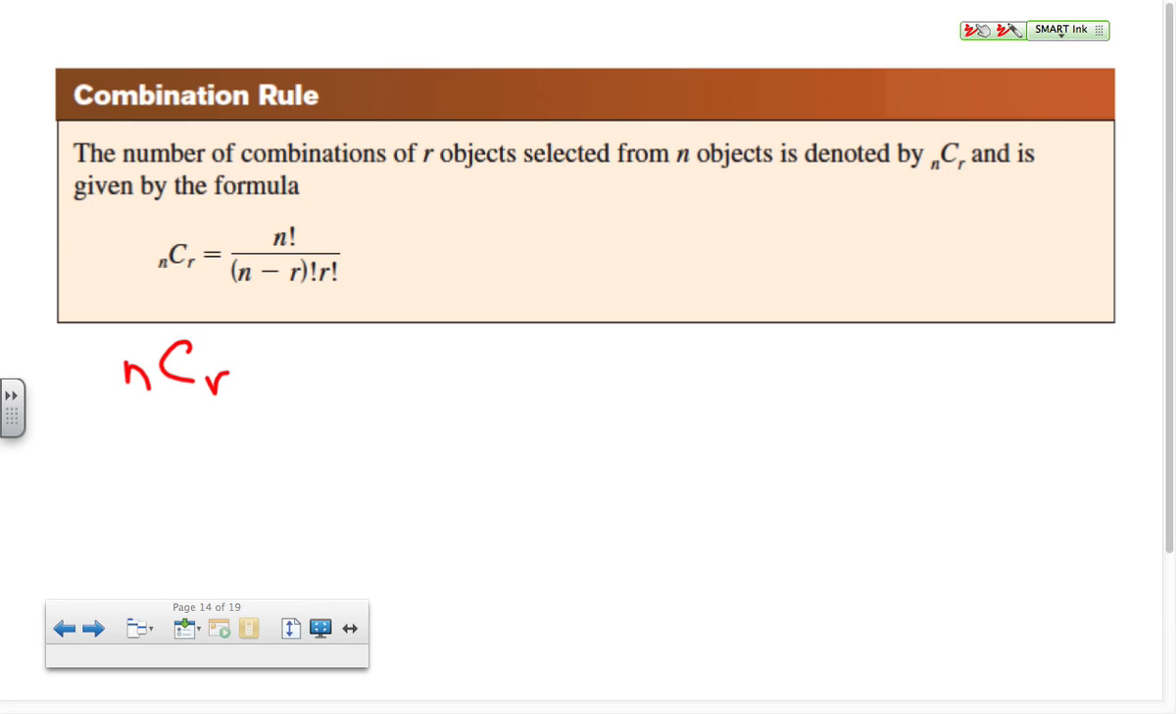Let's just make something up. Let's say I have 5C2. This is n exclamation point over n minus r exclamation point times r exclamation point. So this is a little different. This is 5 exclamation point over 3 exclamation point times 2 exclamation point. Is the n still the total number and r the number of variables? Yes.